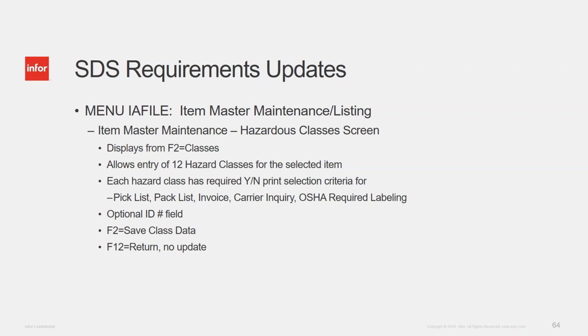The first one is the hazardous classes screen. This one displays when you press F2 classes. It allows the entry of 12 hazard classes for the selected item. Each class has a required yes-no print selection criteria for pick list, pack list, invoice, carrier inquiry, and OSHA reporting. There's an optional ID field. F2 will save the class data, and F12 is your favorite bailout. Back me up.